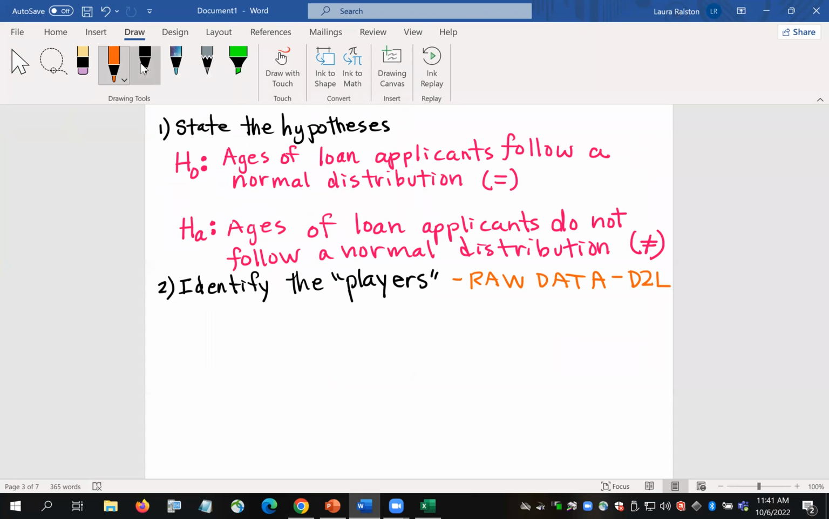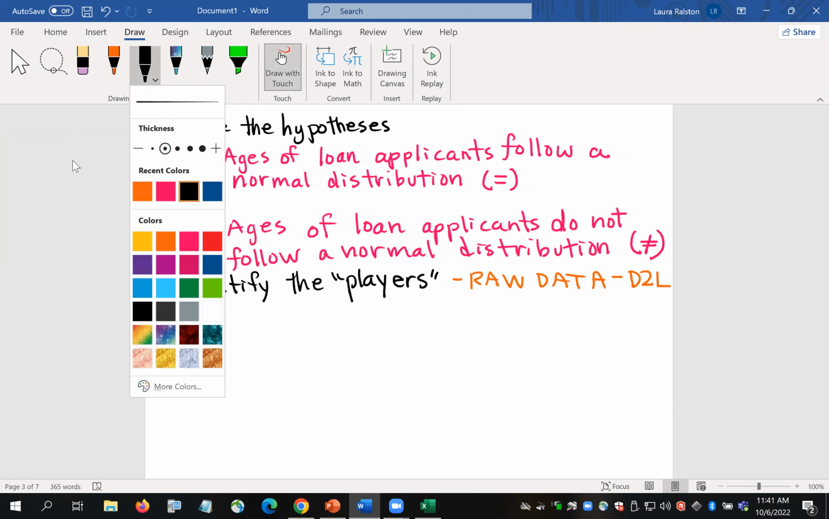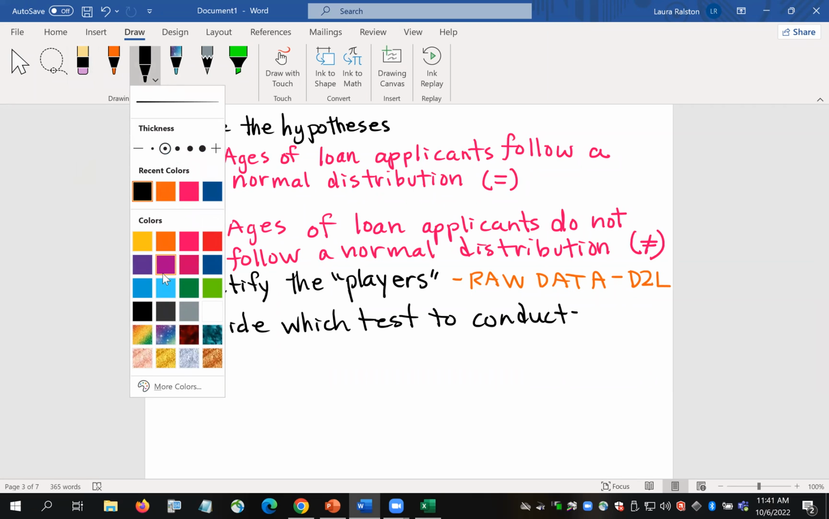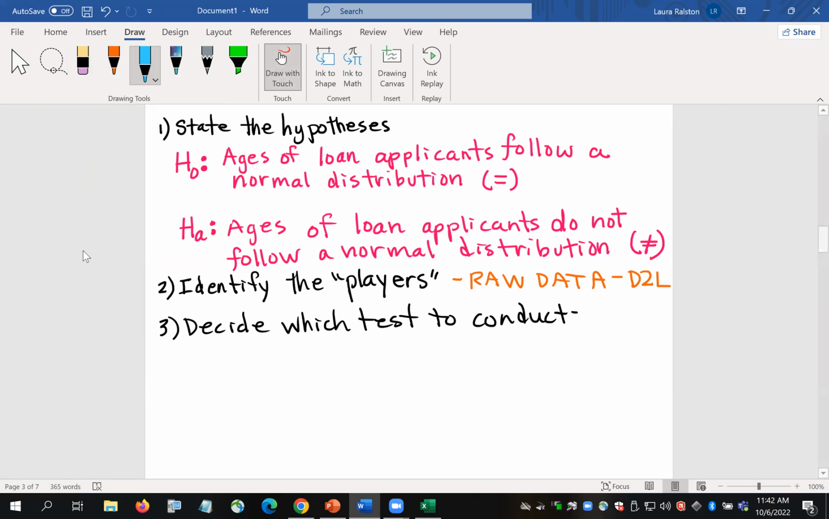Step 3 is to decide which test to conduct. Again, we are only doing one test related to normality. That one test is Anderson-Darling. So we're going to do the Anderson-Darling test for normality.